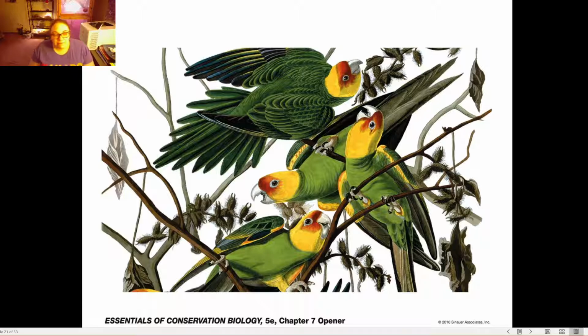And I have a fun fact for you, kind of. There used to be a species of parrot that was native to the United States. The Carolina parakeet ranged from southern New England down to Florida and all the way west to Colorado. But unfortunately, the last Carolina parakeet died in the Cincinnati Zoo in 1918. And they were very abundant.